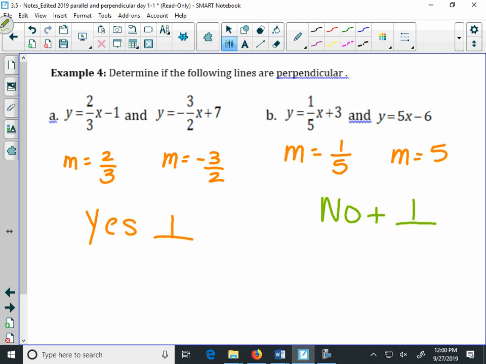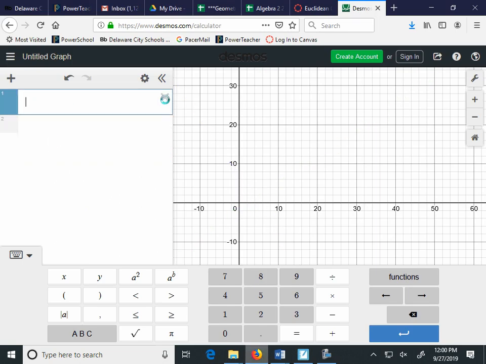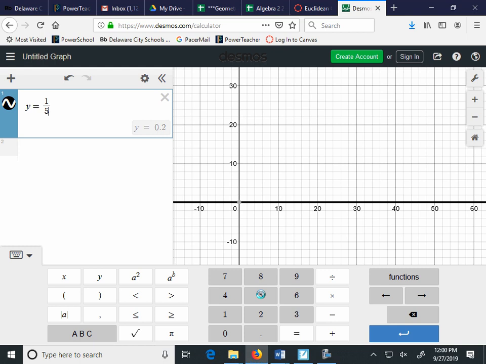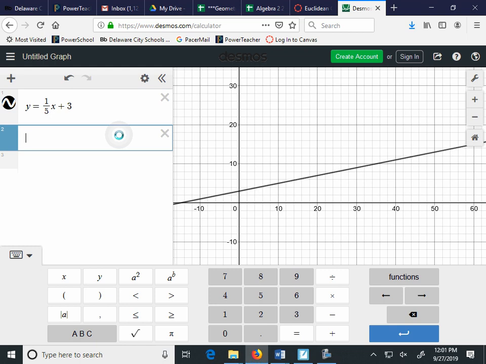Okay? So when I plug this into Desmos, I'll show an example of when it's not perpendicular and how it doesn't fit on your paper. Y equals 1/5 x plus 3. And the other one is y equals 5x minus 6.